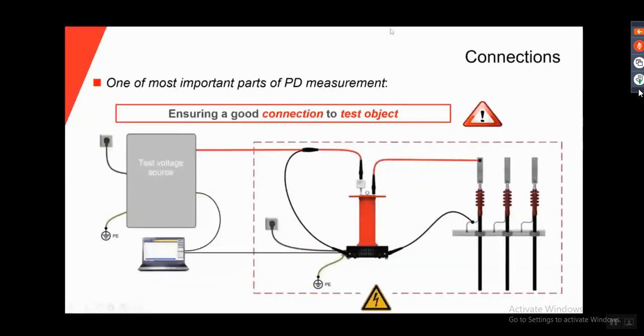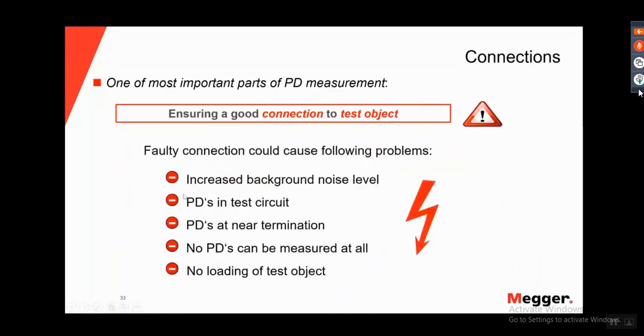So what is important when we are doing a PD measurement? One of the most important parts of the PD measurement is ensuring a good connection to the test object, okay? You are seeing one example of the connection of the setup, the connection of VLF with the coupling capacitor, okay?